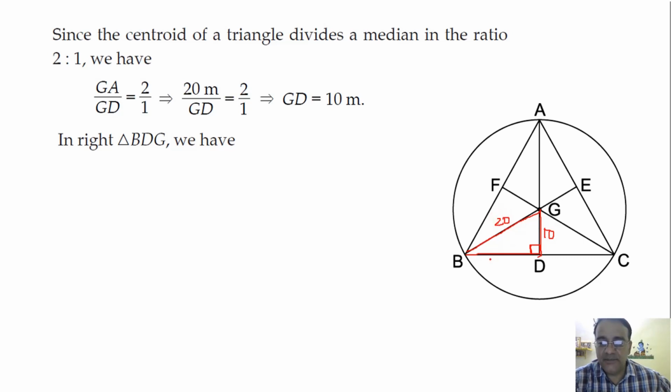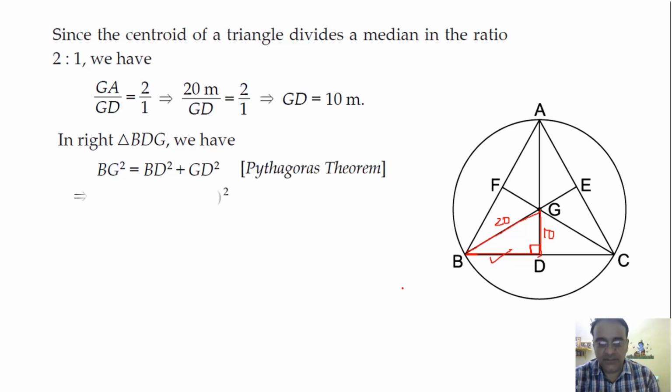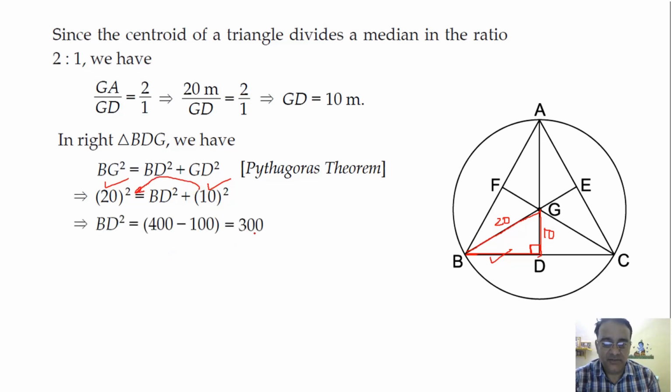So how will you find BD? Pythagoras theorem. So BG square is equals to BD square plus GD square, that is by Pythagoras theorem. So 20 square is equals to BD square plus 10 square. This is 400 and this is 100. So we'll subtract. If you shift this to this side, it will become minus. Okay, so 300 आ रहा है.